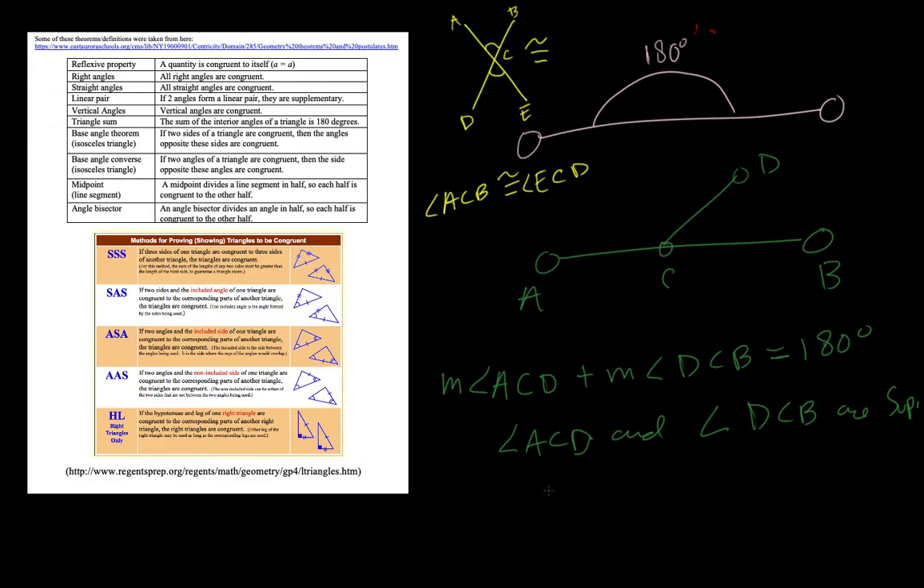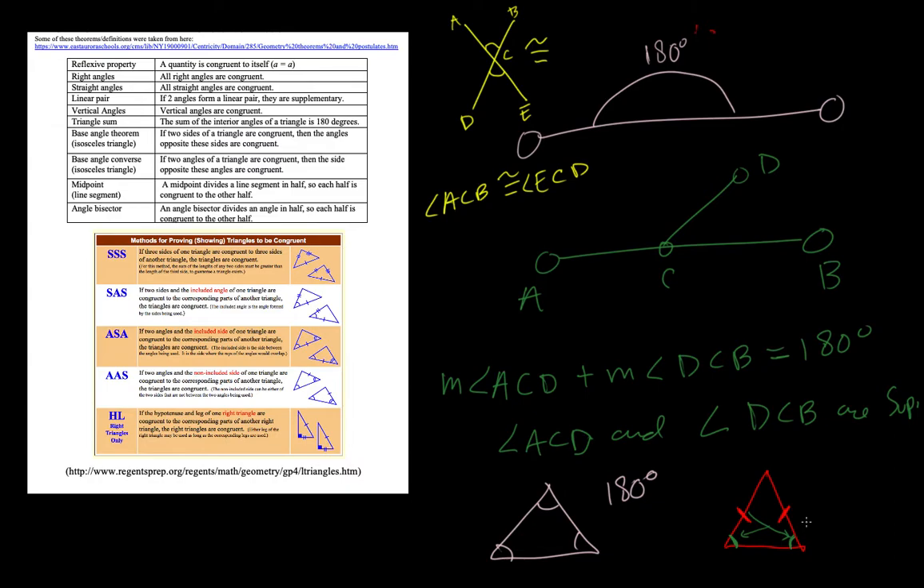Now triangle sum, that's just remembering that all the angles in a triangle add up to 180 degrees. Base angle theorem. If two sides of a triangle are congruent, then the angles opposite these sides are congruent also. So if this side is congruent to this side, then we also know that the angles opposite, so this angle and this angle, are congruent to each other.